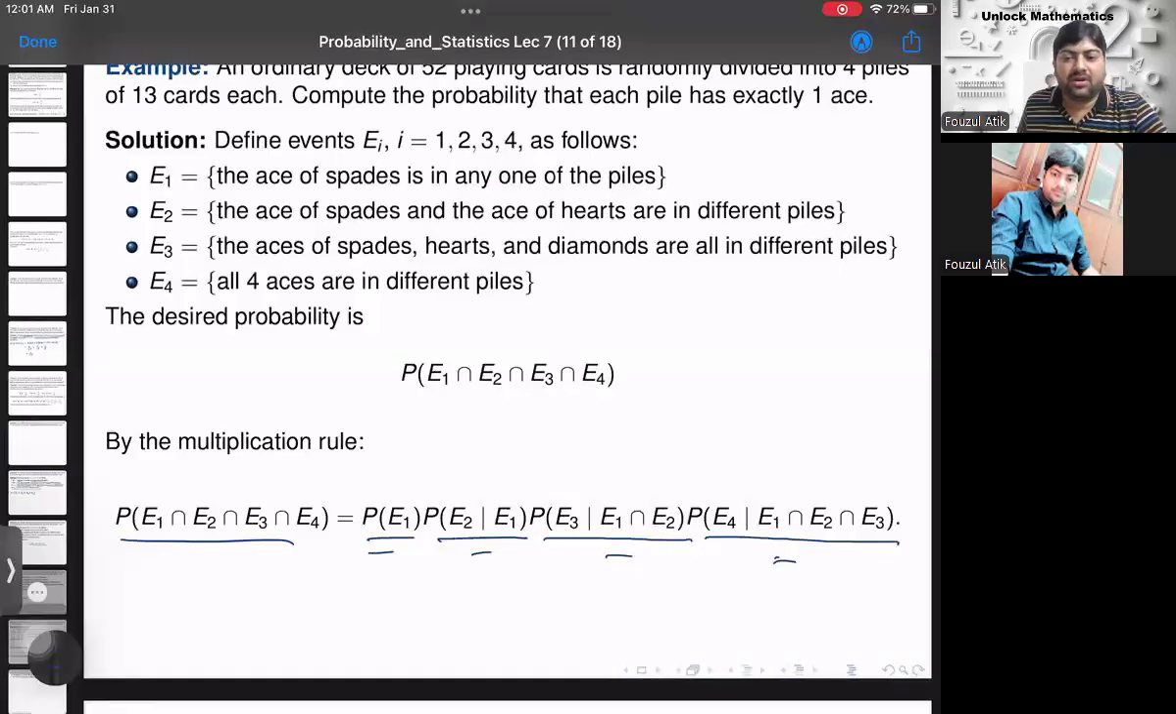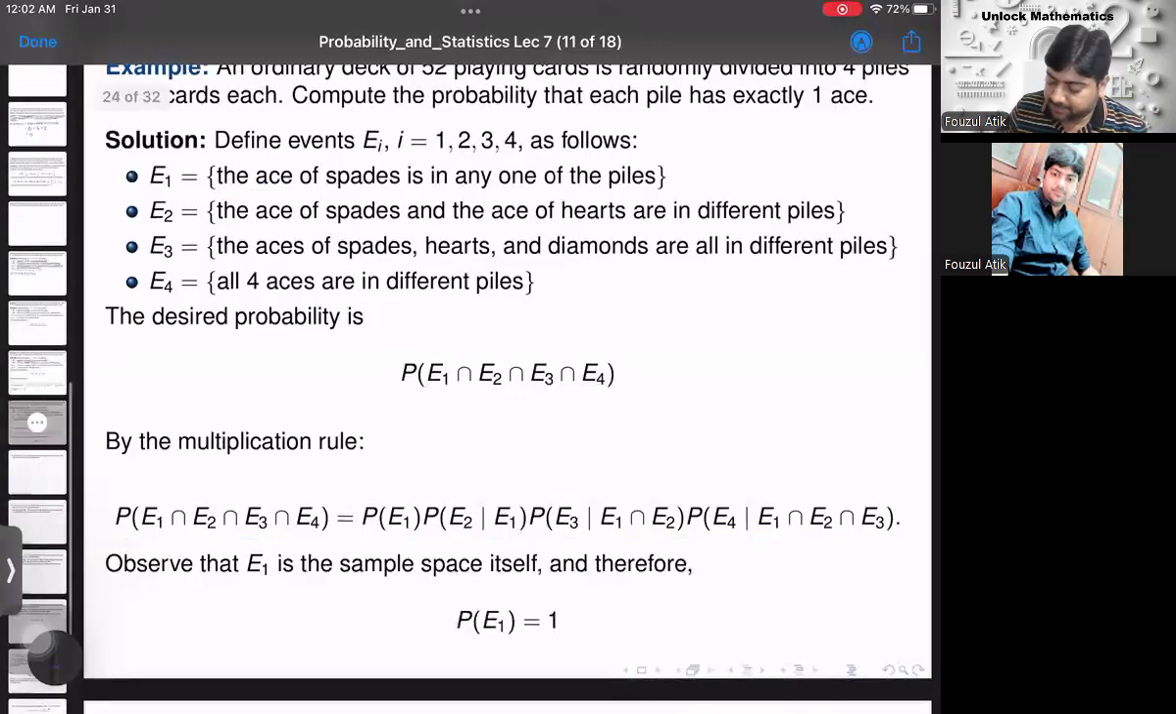Now, what is the event E1 and what is the probability of this event? E1 is the event that the ace of spade is in one pile. What is the probability? See, you have already distributed all 52 cards. So the ace of spade should be in one of the piles, right? So the probability that E1 should happen is definitely 1, because you have already distributed all 52 cards. So P of E1 is 1.